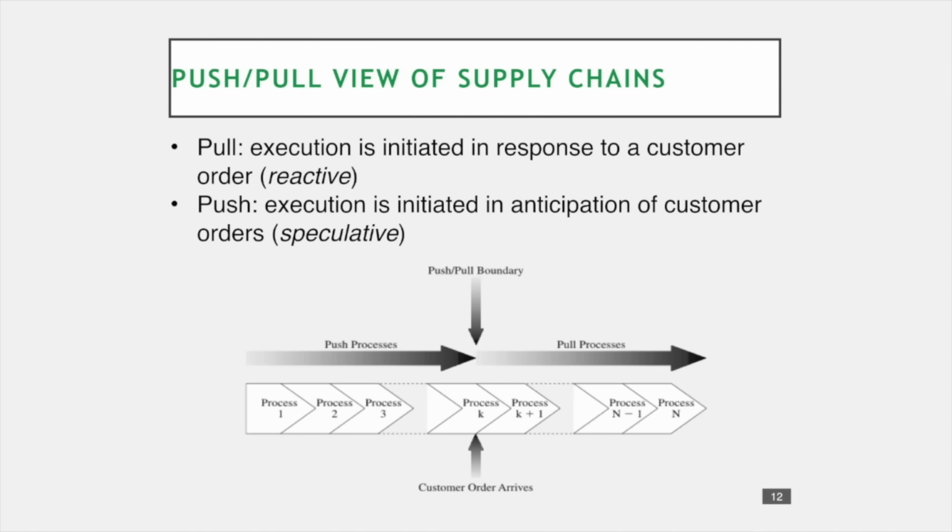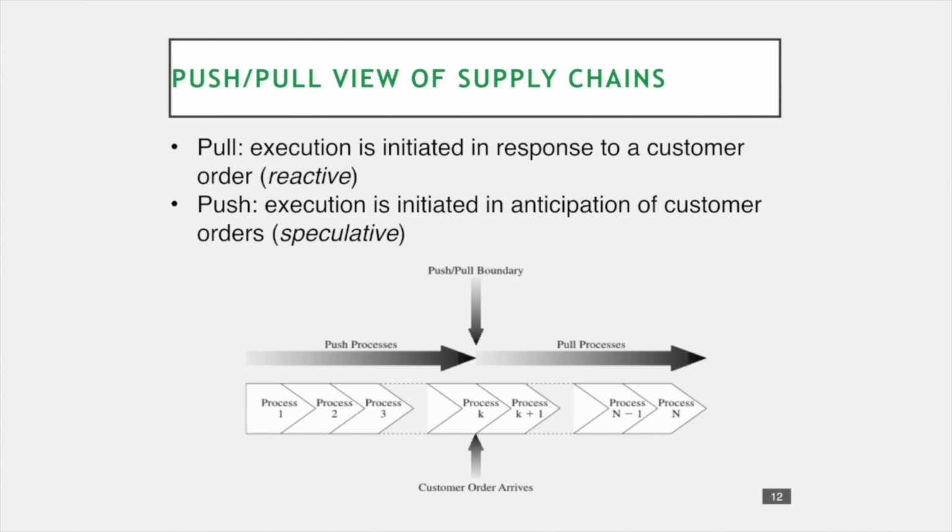The second view of supply chains is the push-pull view. Pull is where execution is initiated in response to a customer order. So this is a sort of reactive, like when a customer places an order, then a particular cycle gets activated. On the other hand, push is where execution is initiated in anticipation of customer orders. So this is more speculative, where we are using demand forecasts from the customer to understand how many products will be needed. So this is depicted below.